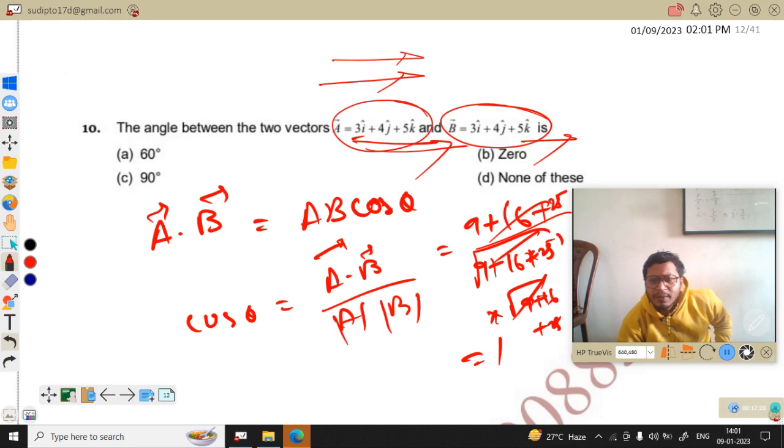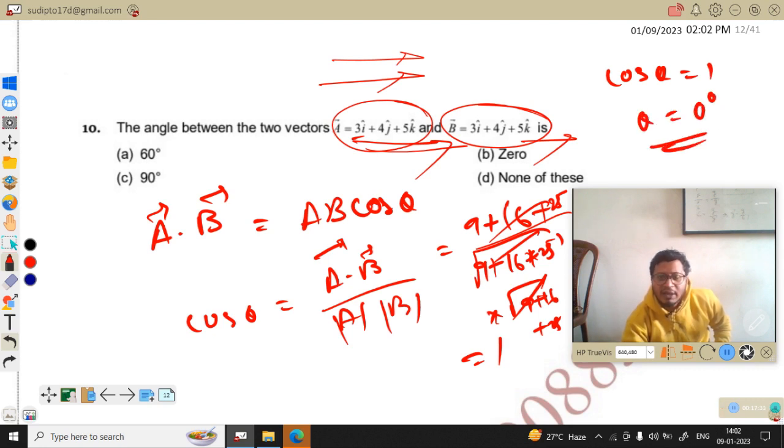Okay, no issue. 1 means cos 0. So cos theta equals 1 and theta equals 0 degrees, same line. Okay, next.